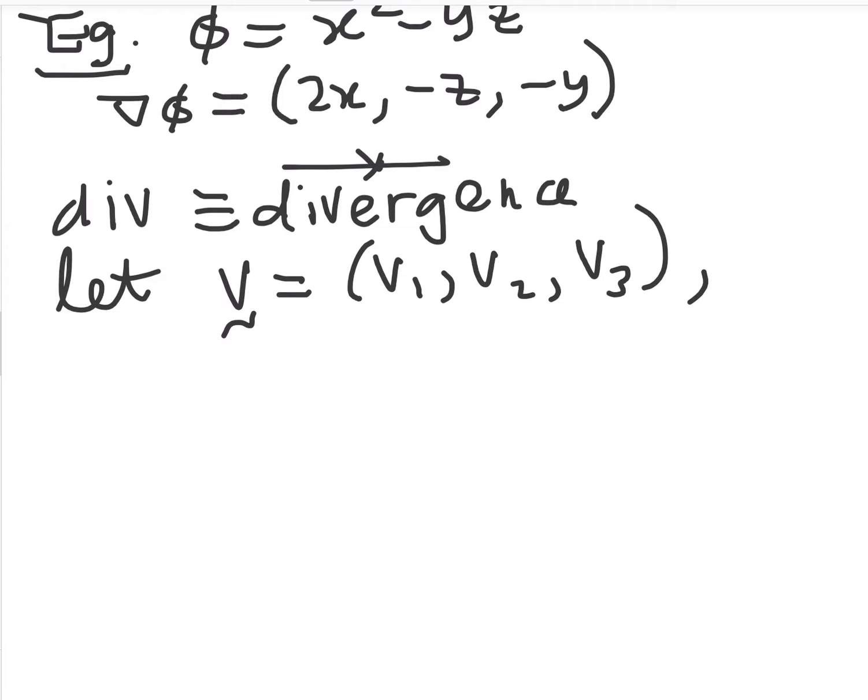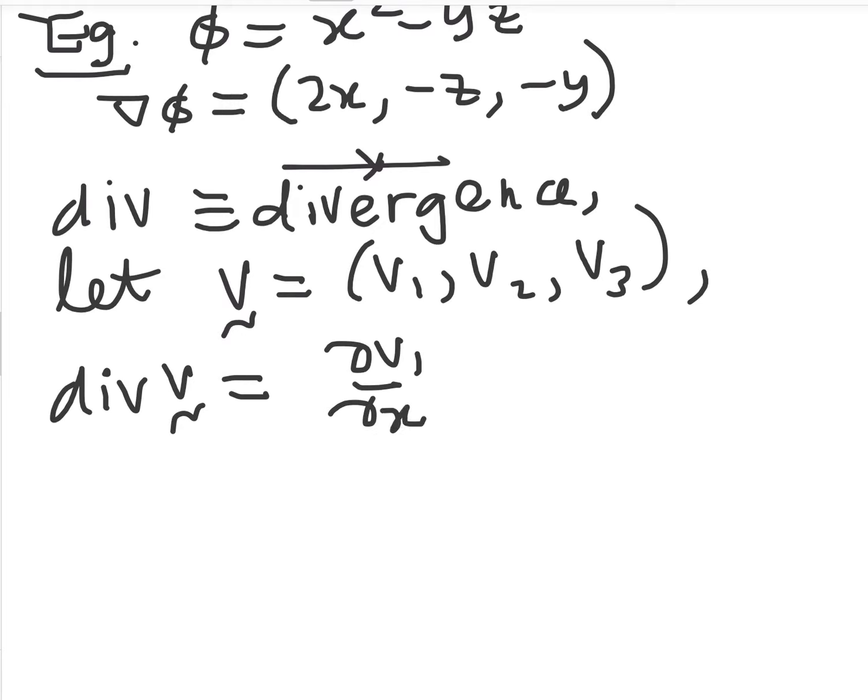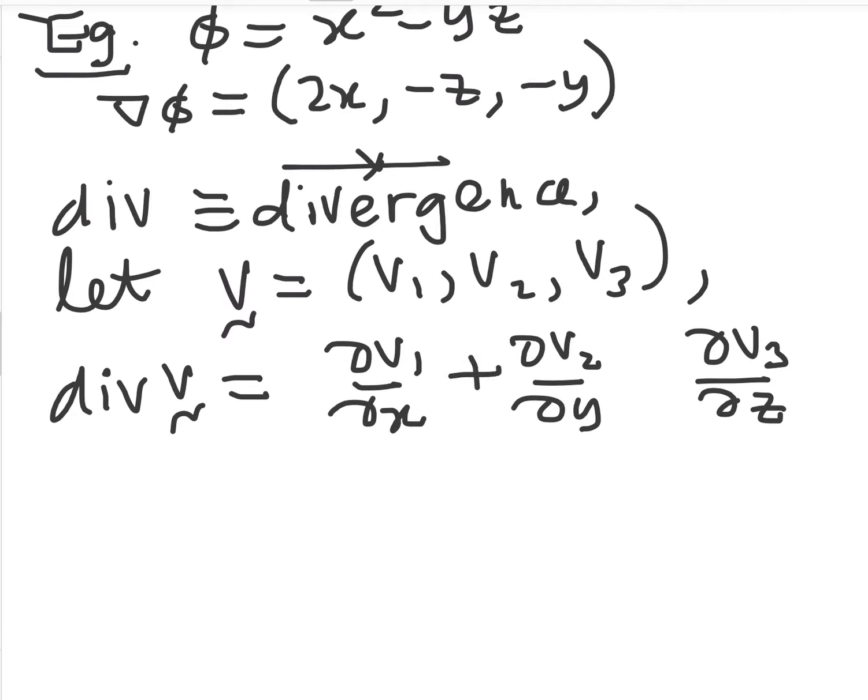We define the divergence of the vector v to be equal to the sum of the following partial derivatives. So in this case, you've got the first component v1 differentiated with respect to x, the second component differentiated partially with respect to y, the third component differentiated partially with respect to z, and then we add these 3 things. In the case, of course, of 2 variables, it will be v1, v2, etc.